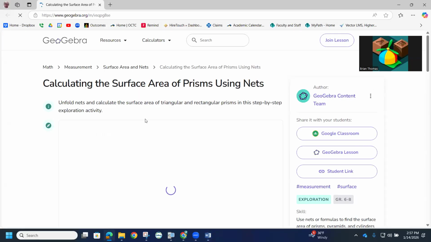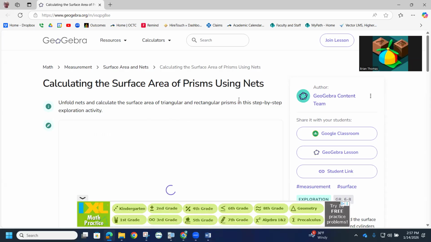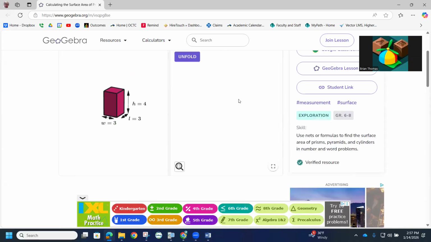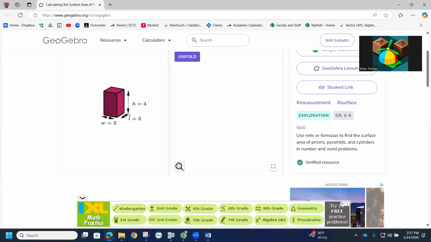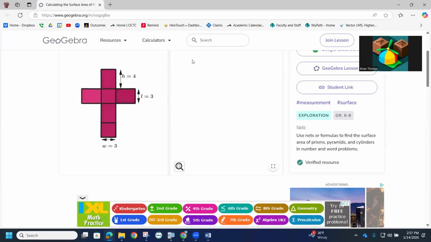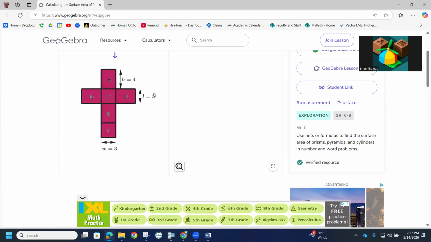So calculating the surface area of prisms, again, we use these nets. These nets are basically an unfolding of the shape. Here we have this rectangular prism, or we would call it a box. Notice how I can unfold the box and it creates, again, six faces.